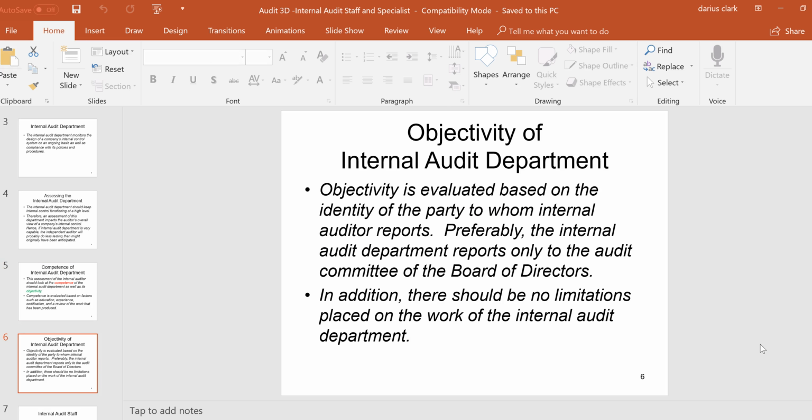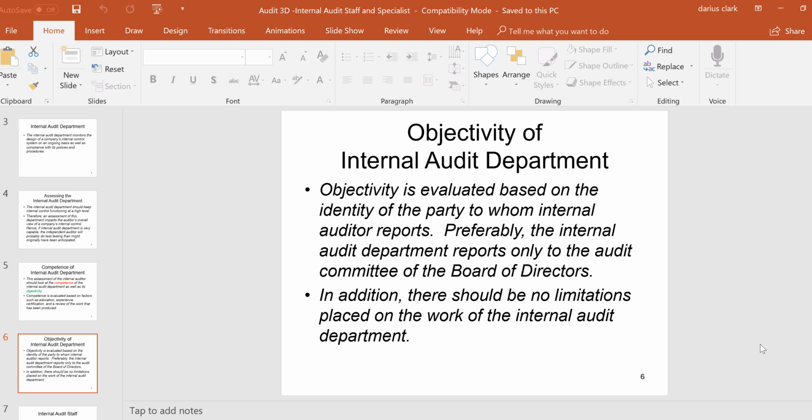What about their objectivity? They may be competent, but they may not be objective enough for us. Objectivity is evaluated based on the identity of the party to whom the internal auditor reports. Who in the company does this internal auditor, who we think is competent, who do they report to? Because if they report to the wrong person, in our opinion, then they may not be objective enough to help us.